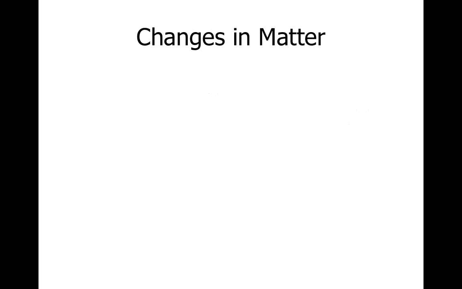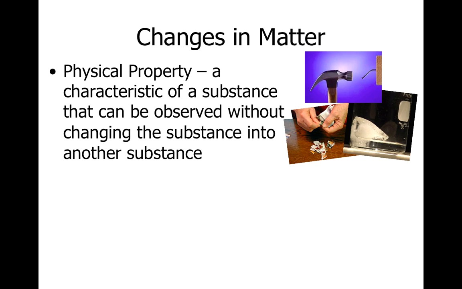Let's talk about physical and chemical changes when it comes to atoms and its molecular structure. There are changes in matter. We can break it up as a physical property, which is a characteristic of a substance that can be observed without changing the substance into another substance.